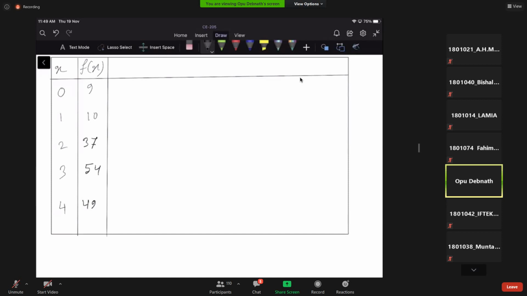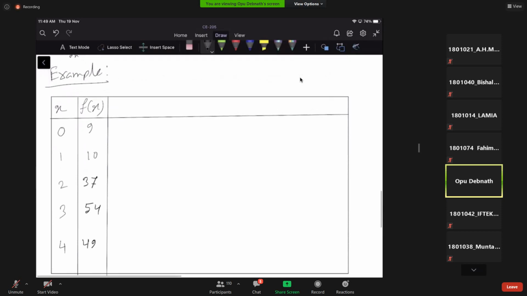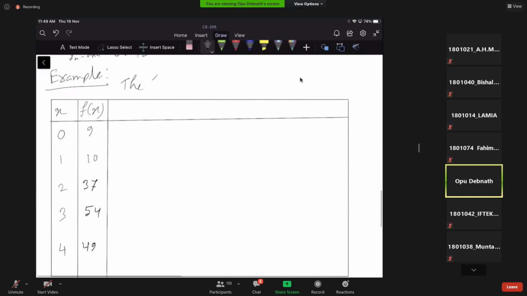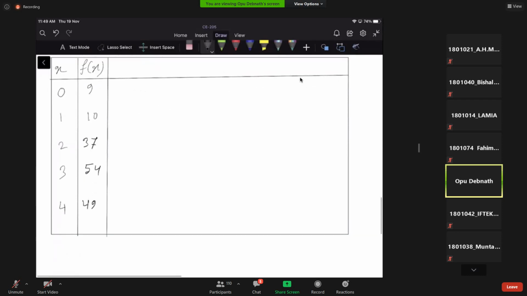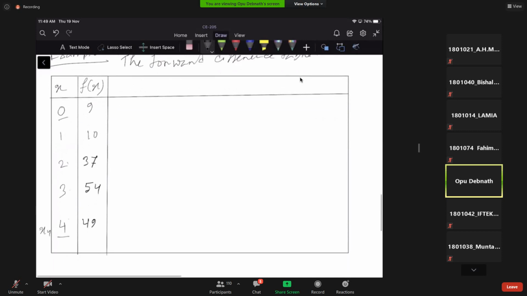So for this function you need to form the forward difference table. This one is x0, so 1, 2, 3, 4, and this one is x4. So how many differences we will find in this specific problem? We will find up to 4th difference. That means this is del f of x.